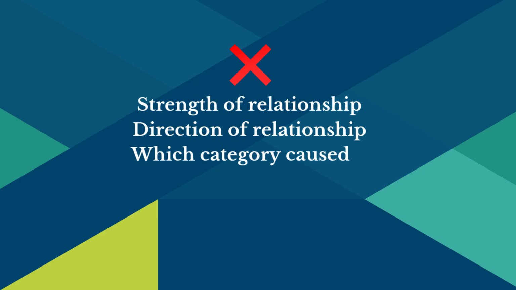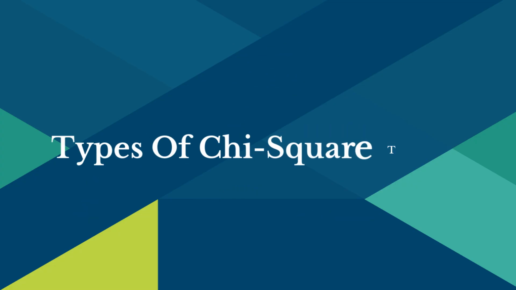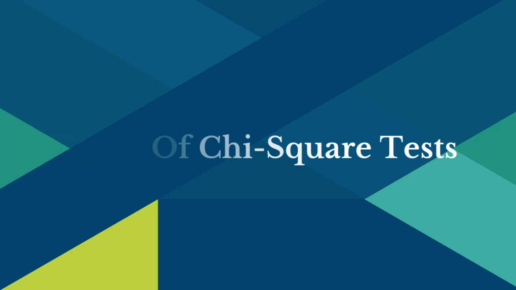It does not tell us which category causes it. It only tells us whether a relationship likely exists. Chi-square test is not just one single test. In practice, there are two common types and each one answers a slightly different question. Let's look at them one by one.